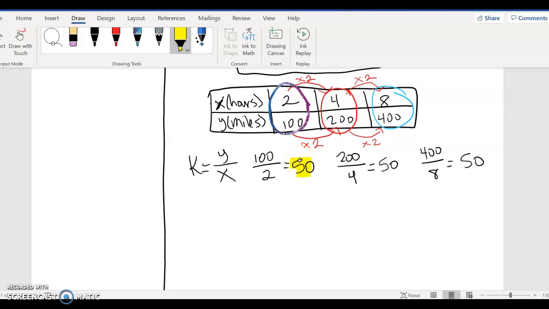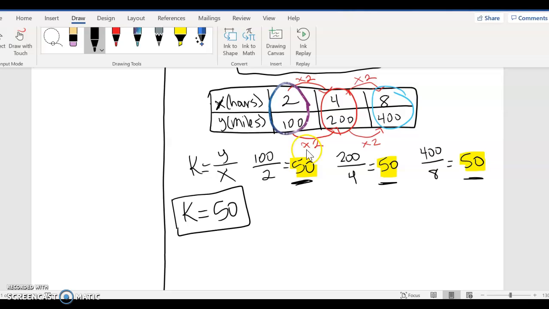So it's very important to note what happened here. Every single time we got 50. So for this table, we could say our constant of proportionality is 50. And since we got the same value each time, you should be able to tell me that it is constant, which means that it's proportional.